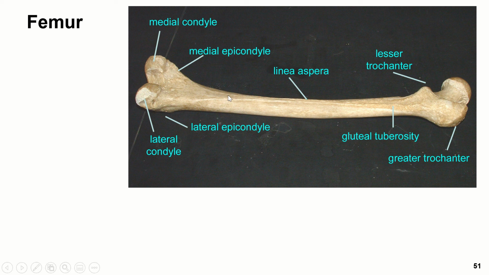And then down at the distal end of the femur, we have two condyles, the medial and lateral condyle, and up from each of those, there's a little bump called the epicondyle. So remember, epi means on, so this is a bump on the condyle. Okay, so we have a medial condyle on the same side as the head, and the lateral condyle on the same side as the greater trochanter.